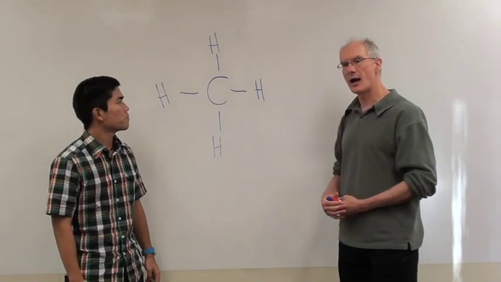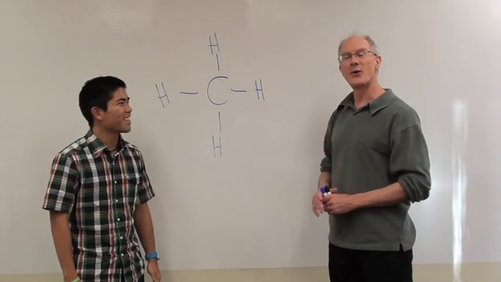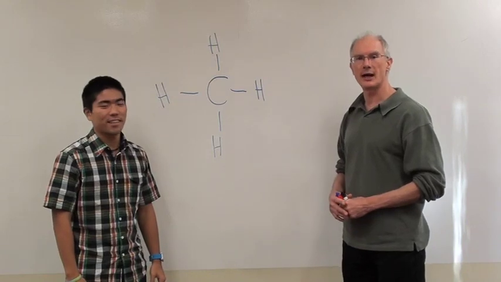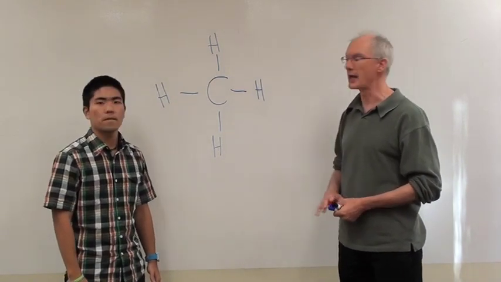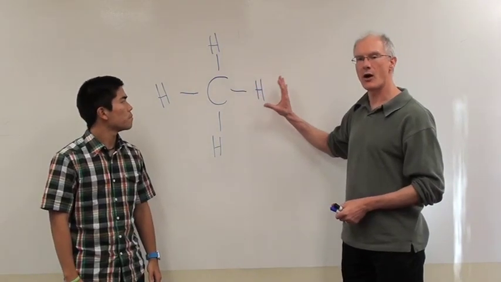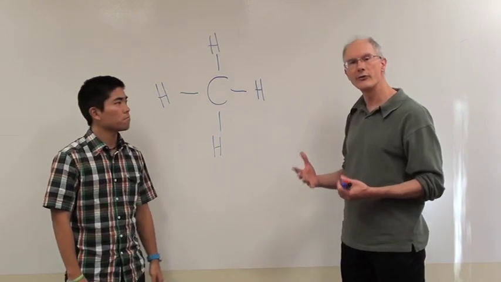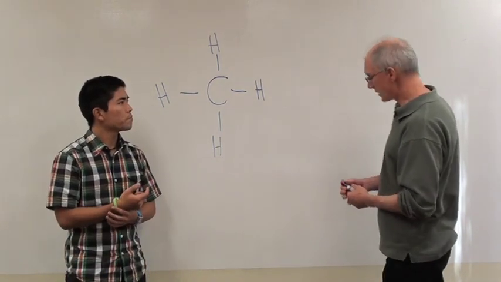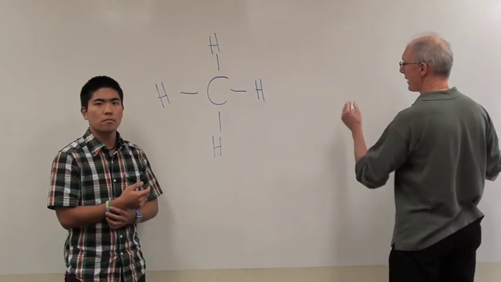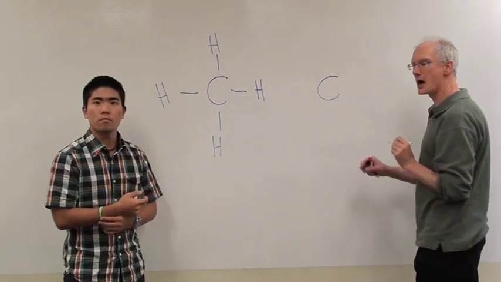So today's class, or tomorrow's class, or whenever, is going to be about trying to predict and understand what three-dimensional shapes molecules take. The first step is always going to be to draw the Lewis structure. Once you have the Lewis structure, then there are some rules to predict what shape things are going to be.